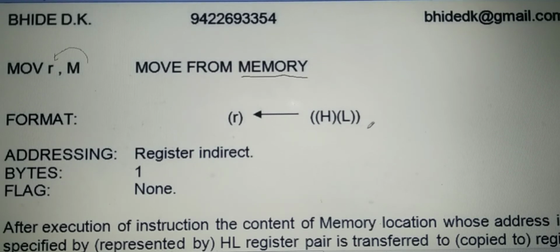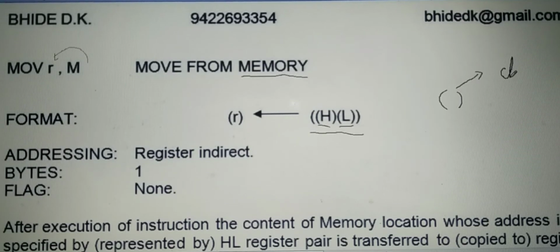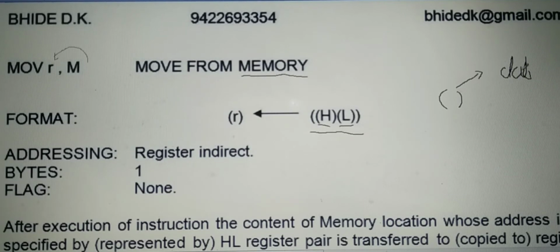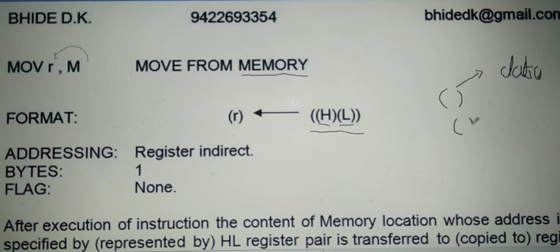Here the format is given. Here H bracket, L bracket, and again bracket is there. Opening and closing bracket is there. When only a single bracket is there, it means data, it means number, it means contents. But when two brackets are there, at that time it represents the address. And from that address you have to transfer the number.